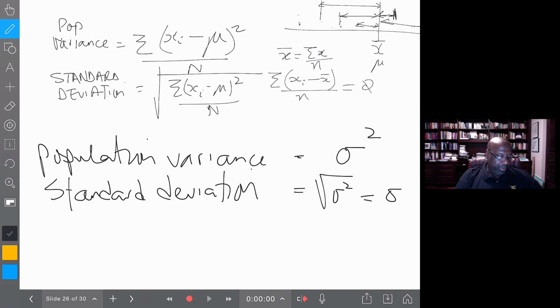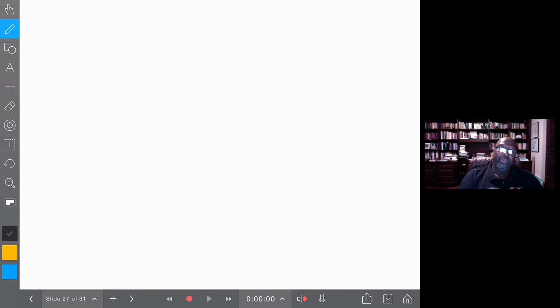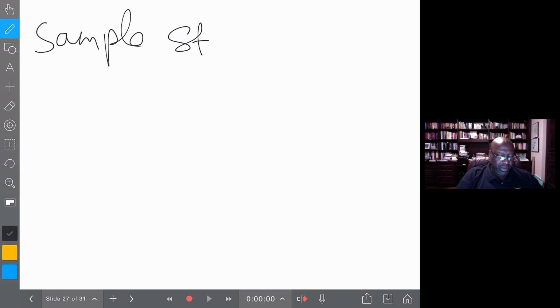If we have a sample instead of the population, then we modify the formula just slightly. So for the sample standard deviation, there's an S. Let me just correct that. Sample standard deviation.